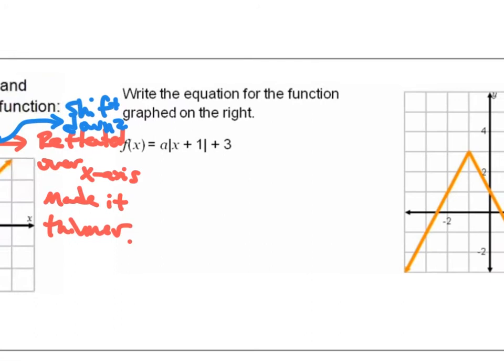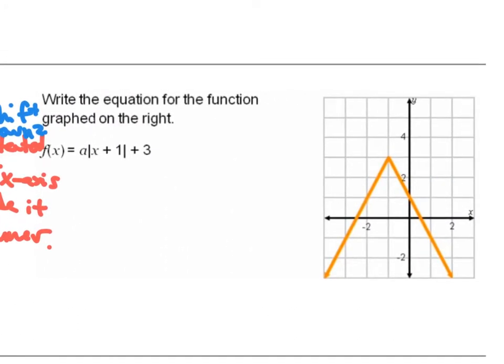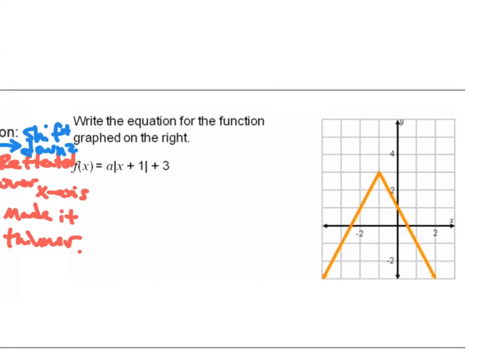All right? All right, so then it says, write the equation, okay, for the function graphed on the right. So they have this value here. We just pretty much need to figure out what that value for a is. All right? Notice that you have this +1, which means you went to the left 1, and then you added 3, so you moved that value up 3. Okay? So you move to the left 1, up 3. All right, that's your translation.